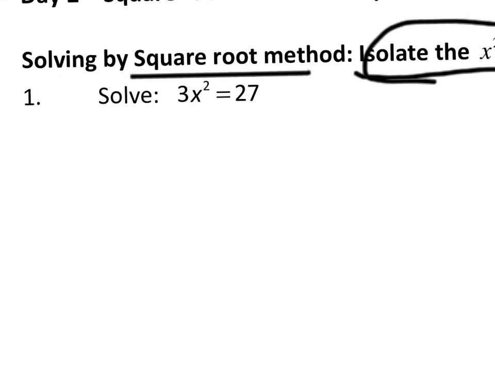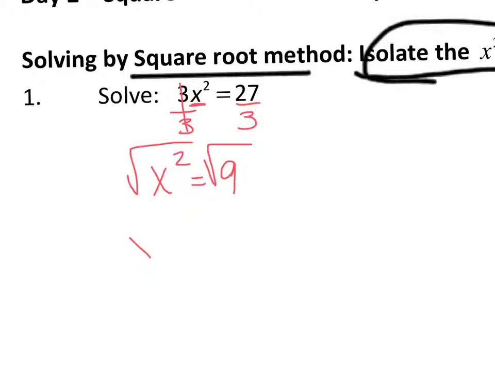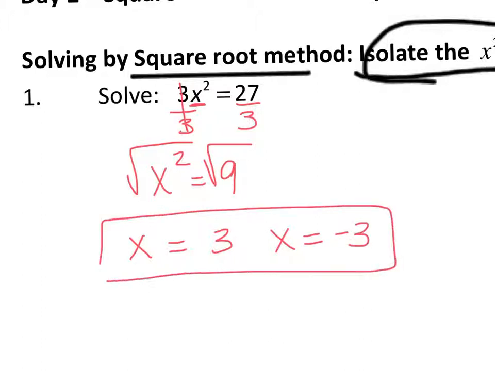Number 1 says solve 3x squared. So like we just talked about, x squared we want to get alone. So I'm going to divide both sides by 3. So on the left I have x squared equals 9. So now since I have the x squared term alone, now I can square root both sides to undo the x squared. So remember that when you square root a number, you get two answers, a positive and a negative. So you should have two answers for these, positive 3 and negative 3.